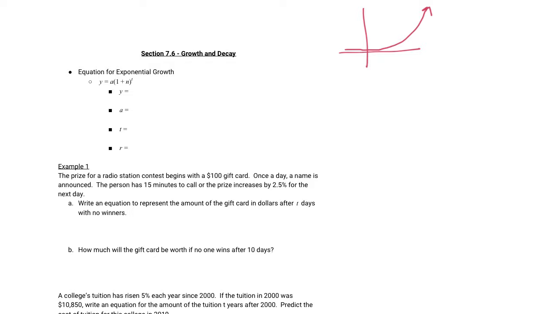Y is, let's call it, the final value. And you'll kind of understand what that means when we do an example down here. A is your initial value. It's what you start with. T is time. It doesn't really matter the value at this point. And R is the interest rate as a decimal.